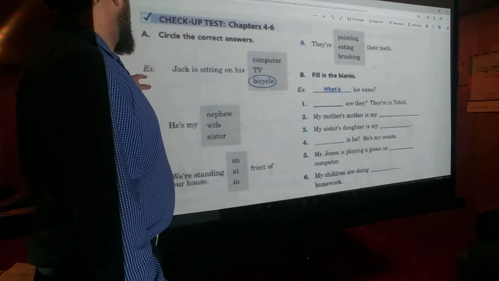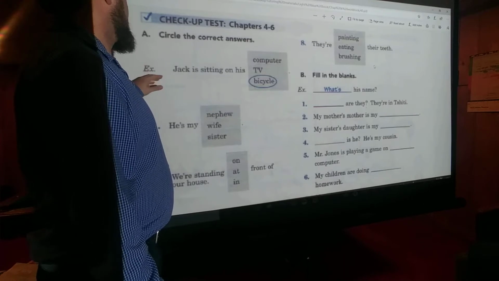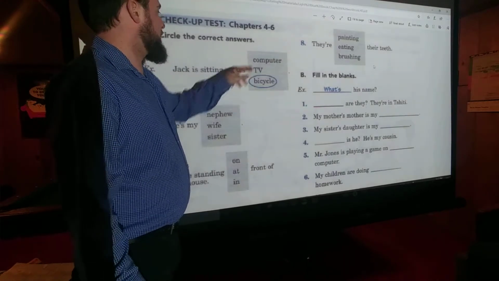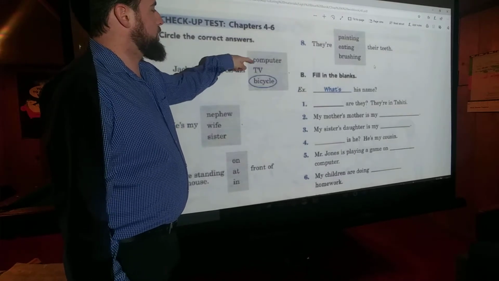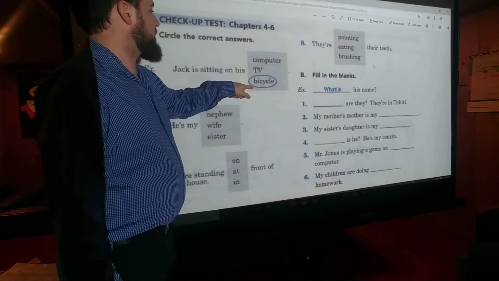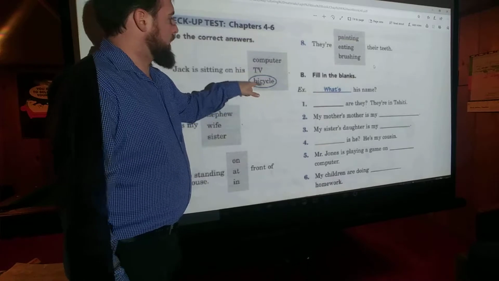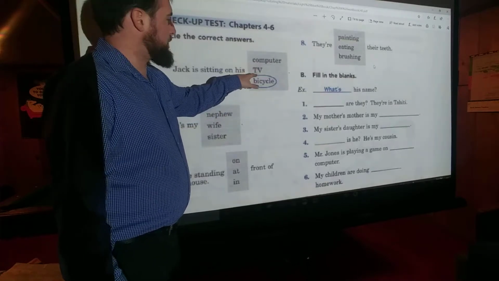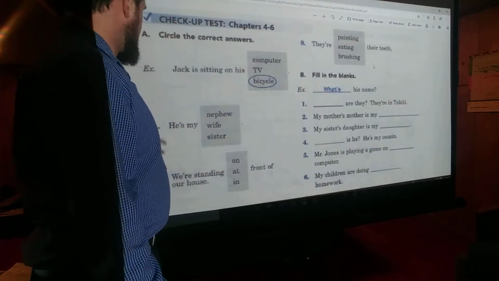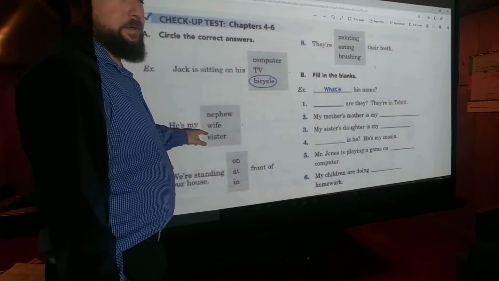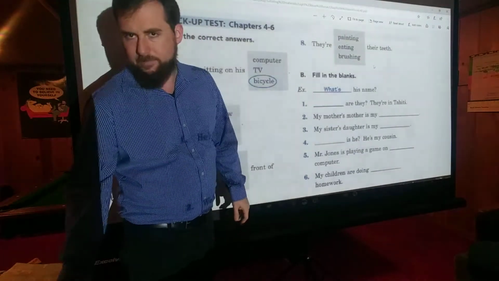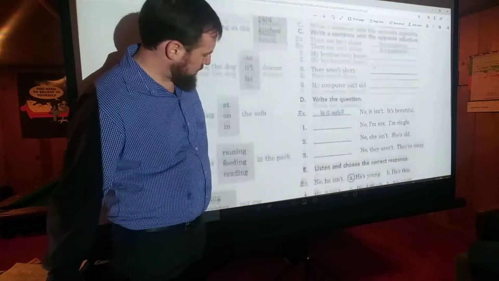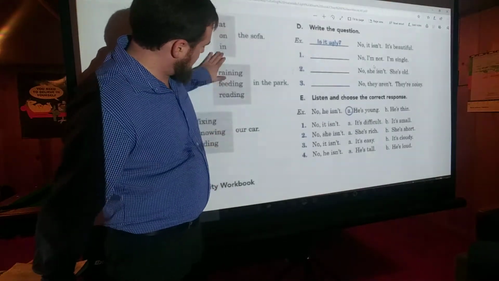Section A, got a great example. They give a sentence, and then you have to circle the correct answer. So Jack is sitting on his computer, TV, bicycle. We circle bicycle because we don't sit on our computers, and we don't sit on our TV. All right? So just choose which one word is the correct word. Think carefully. There's always a few that are tricky. Okay, that's what you got to do for all of these down here.